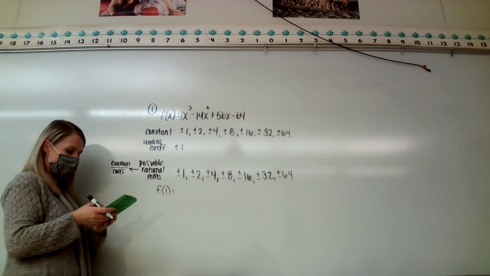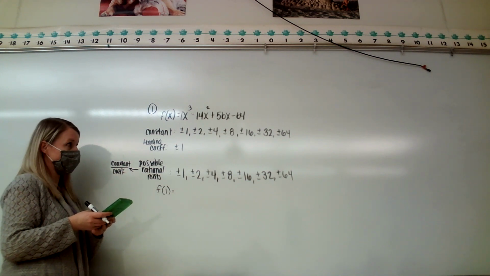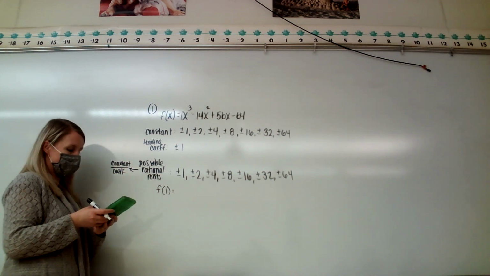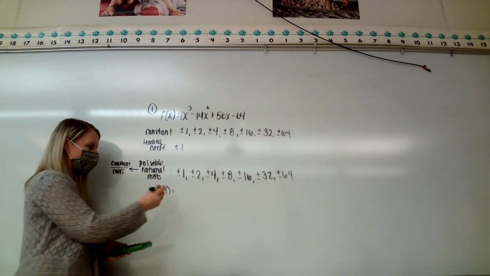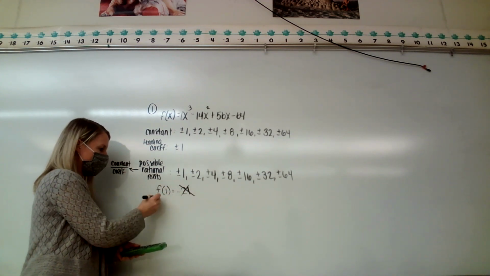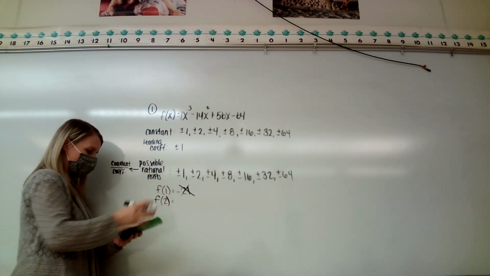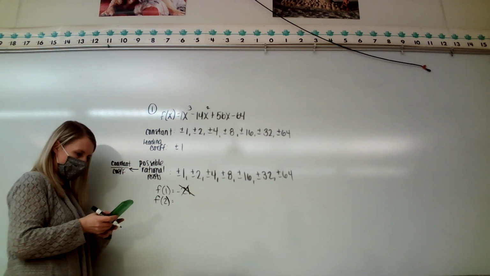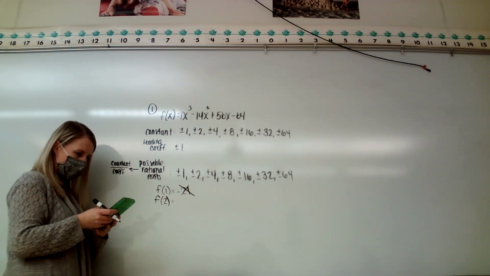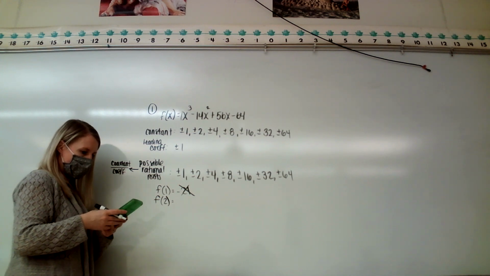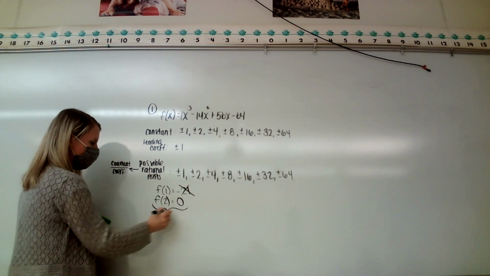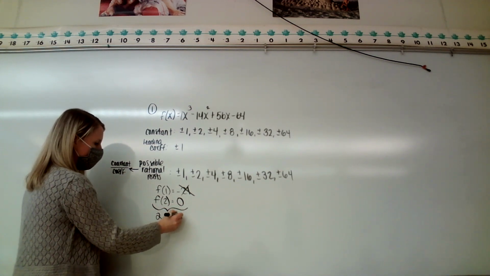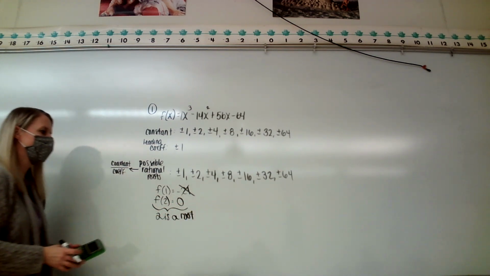F of 1, okay. If I do 1 cubed minus 14 times 1 squared plus 56 times 1 minus 64, negative 21, that's out. Okay, let's try F of 2. So once again, I just take out what I just put in. I replace the 1 with the 2. And I thank the good Lord, because that is a 0, which means that 2 is a root. Or 2 is a factor, whatever you want to call it.